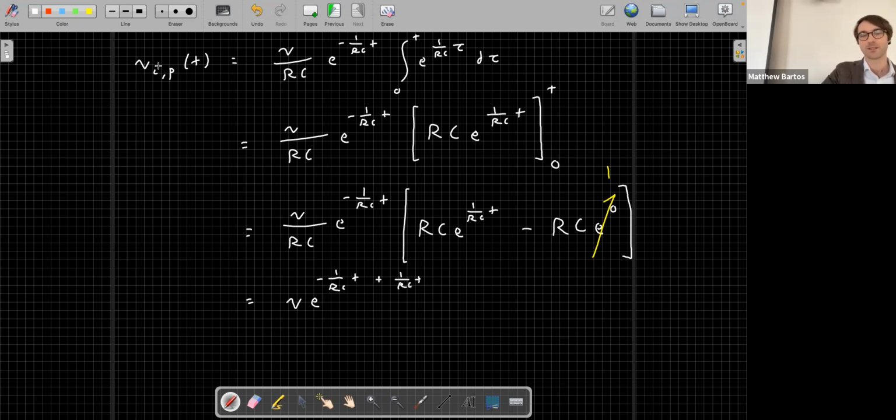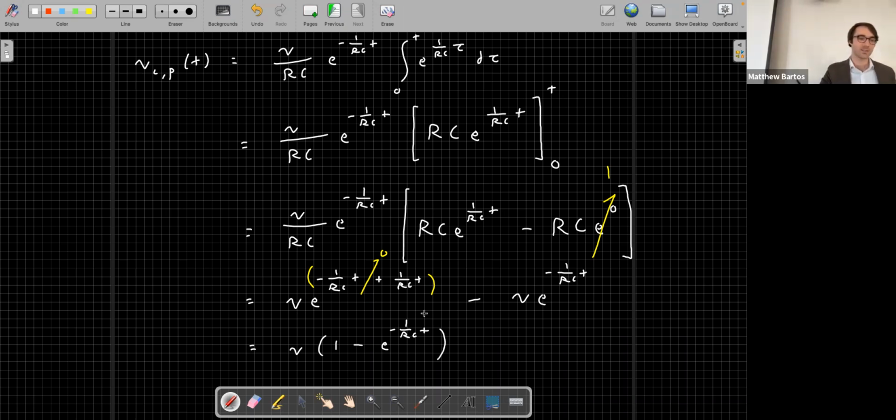Okay, so this expression here evaluates to 0 minus V, right? Oh, sorry, V e to the negative 1 over RC t. Okay, and if we simplify this more, we can get V times 1 minus e to the negative 1 over RC t. Okay, so that is the particular solution to a constant voltage input.